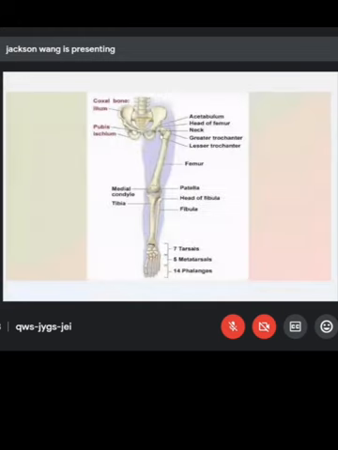So this is the lower limb, le membre inférieur. We have the thigh, the femur, the knee, the genou, the leg with the tibia and the fibula. Et the foot, the pied. Tibia, péroné, le pied, genou et le fémur. The ilium, the ischium and the pubis.